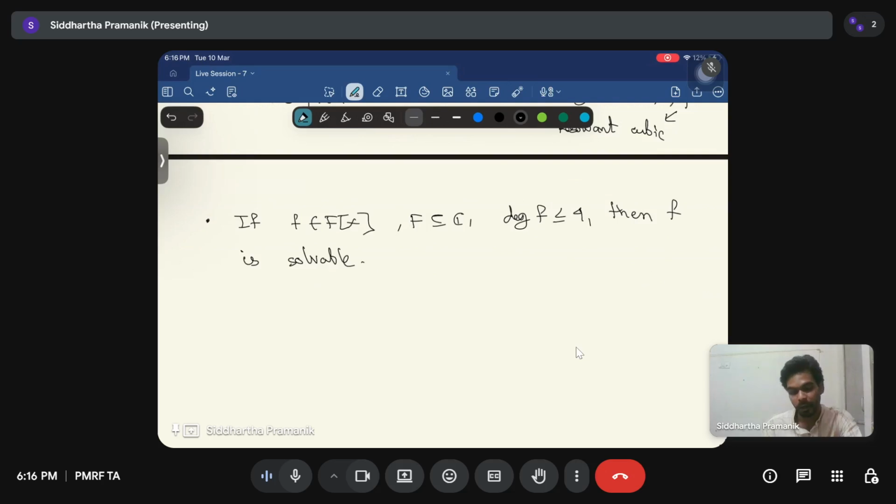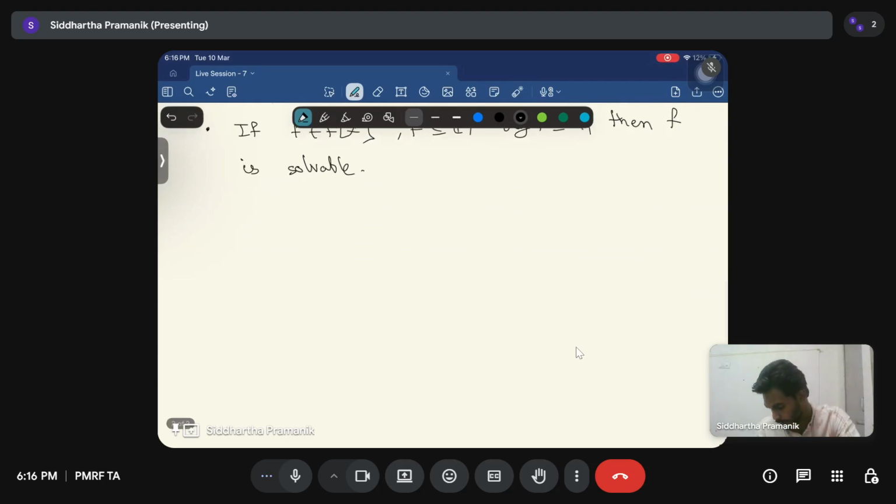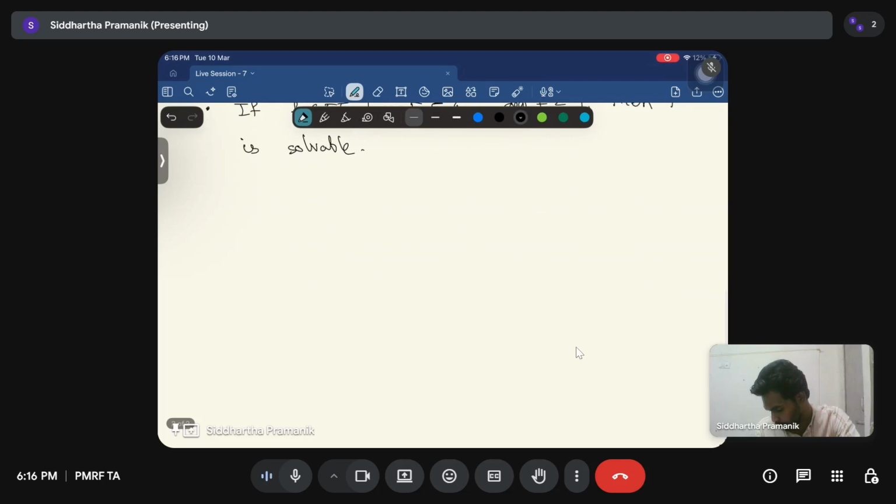So a polynomial of degree less than or equal to 4 is always solvable by radicals, but this is not true for polynomials of degree at least 5. There are polynomials of degree 5 which are not solvable by radicals. So to prove the insolvability of the quintic, we need to define other things.